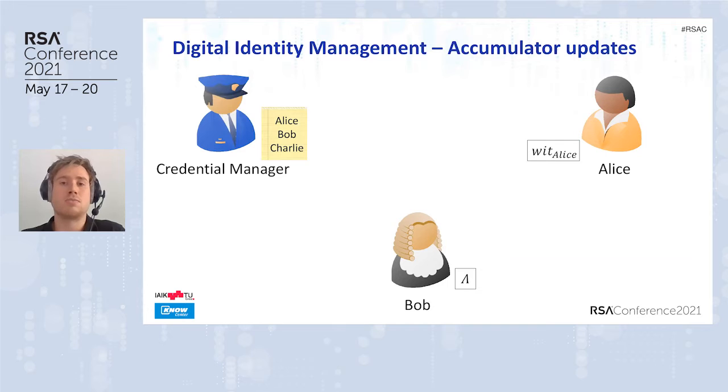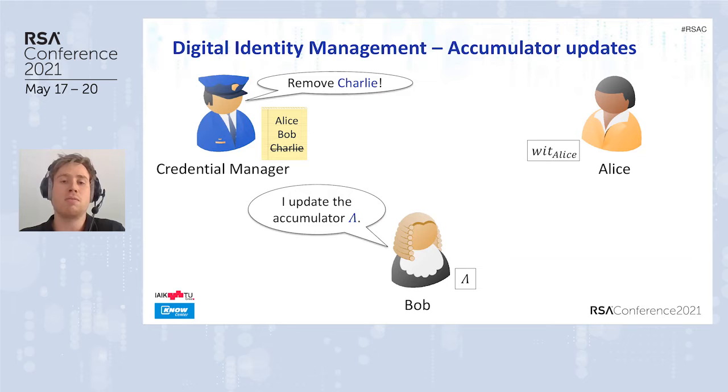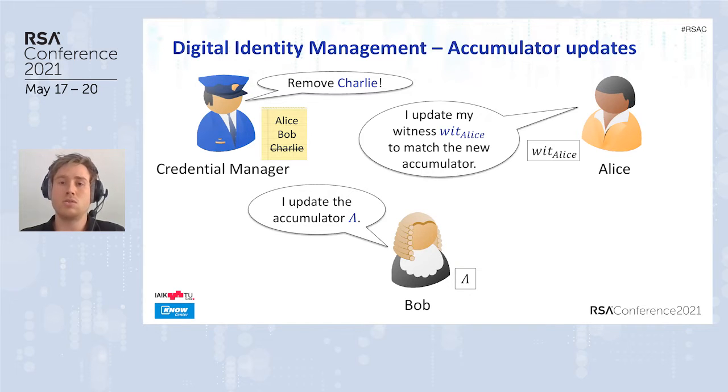Also, what is very important for accumulators in digital identity management systems is that they need to be updatable. Let's say the credential manager wants to revoke the credentials for Charlie. Then we still need to be able to efficiently update the accumulator. And also each user needs to be able to efficiently update their witness to match the new accumulator. Otherwise, the user wouldn't be able to authenticate anymore.